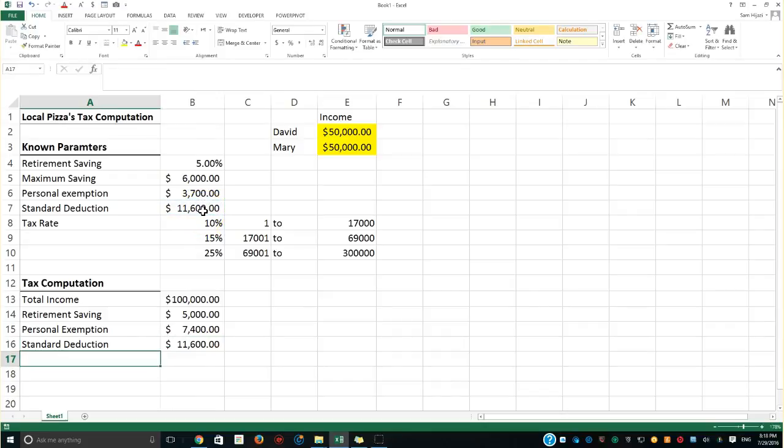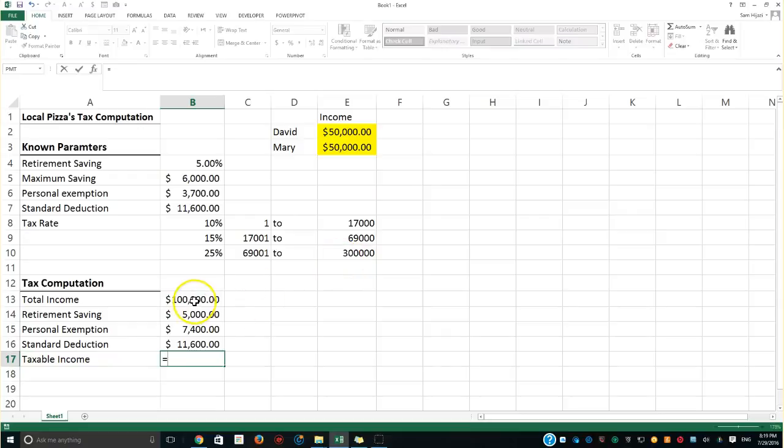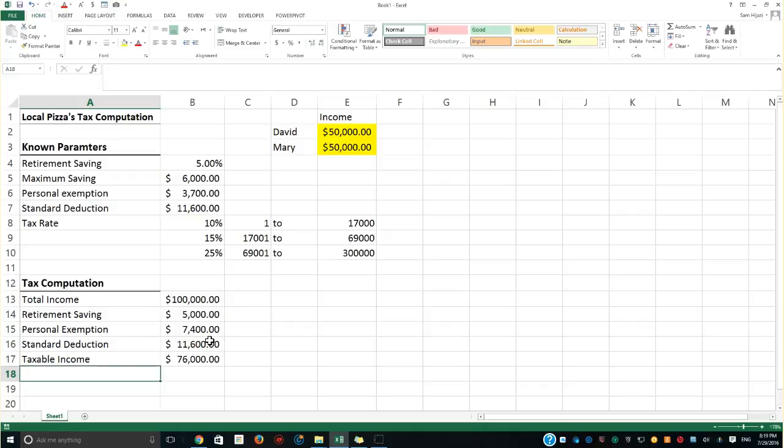Very good. Now we're going to say, what is the taxable income? We're not going to tax everything because we have to take out the retirement saving, personal exemption, and standard deduction. So the taxable income is going to be the total income minus the sum of all these. Here we go. Okay, so now we ended up with this one here, and I'm going to color it. This is really the value that is going to be taxable.